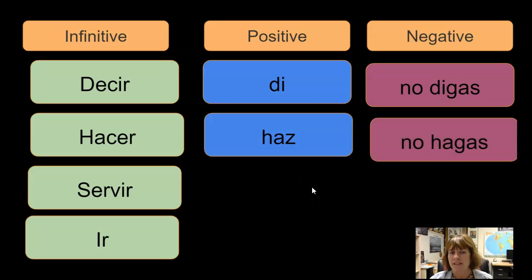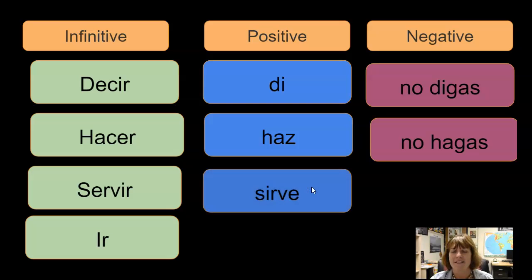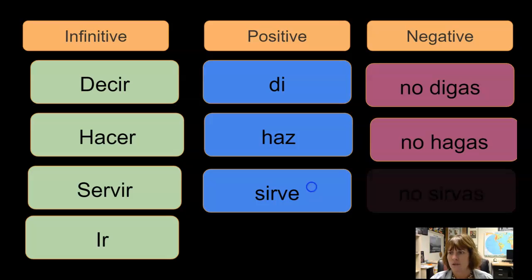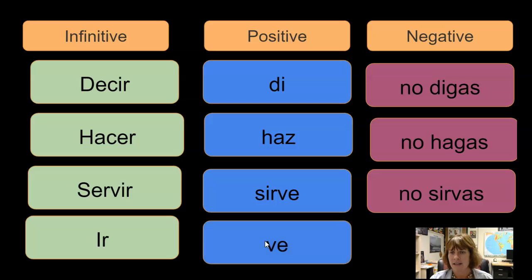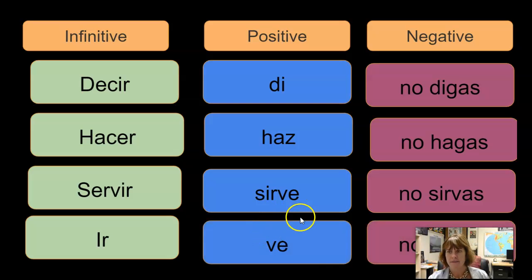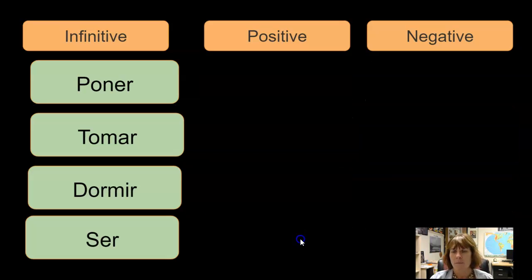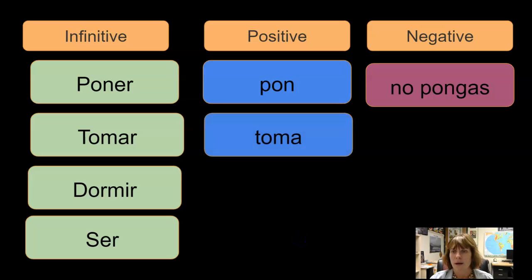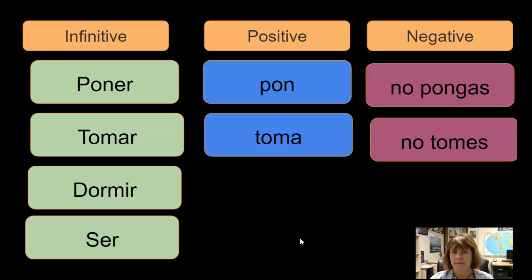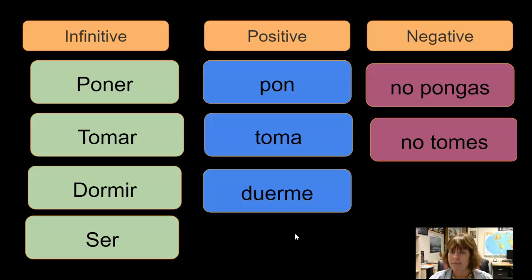So right now we're just practicing, right? So servir, serve, no sirvas. Ir, ve, no vayas. Poner, pon, no pongas. Tomar, which is to drink or to take. Toma, no tomes. Dormir, duerme, the O to UE stem change there. No duermas.